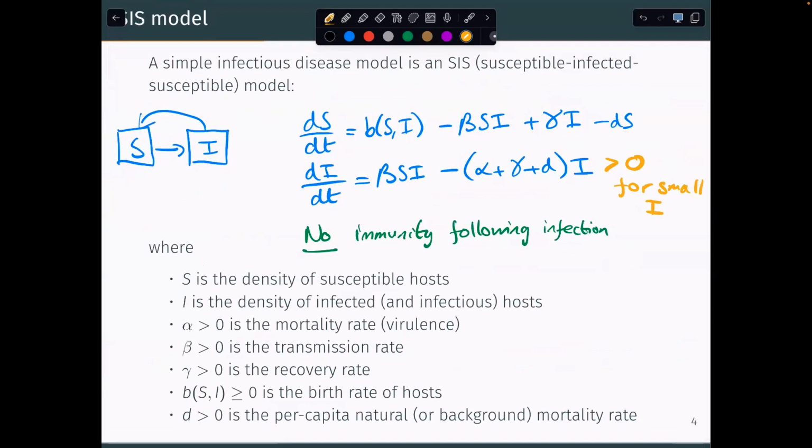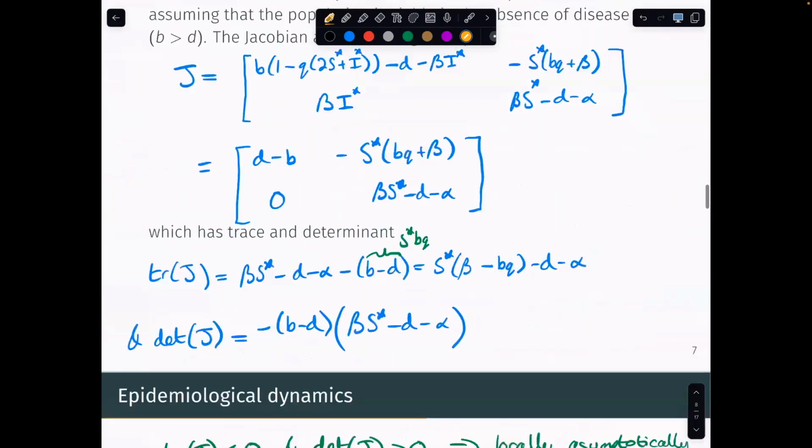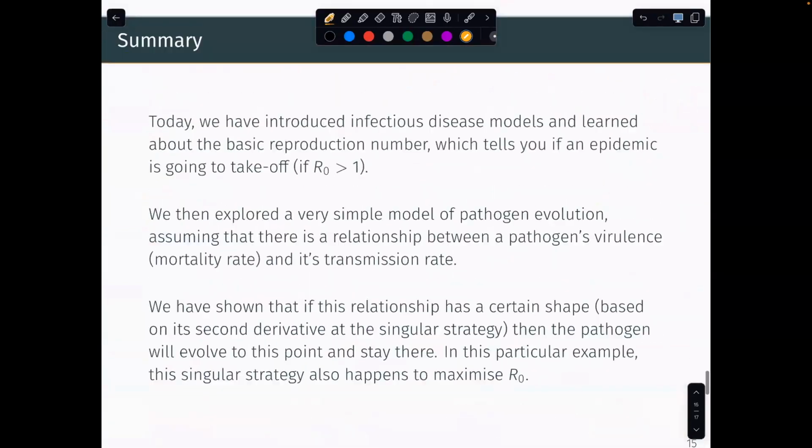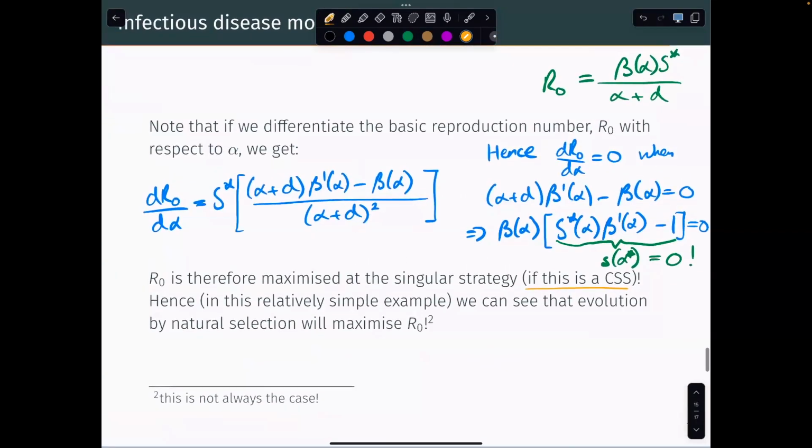So this is one of the really cool things sometimes about infectious diseases. We learn something quite fundamental here, that evolution by natural selection is actually maximizing R0. Again, this is not always the case, but in this relatively simple example, it is the case. These two things happen to coincide, their maximums coincide. They're not the exact same equations, but their maximums coincide.